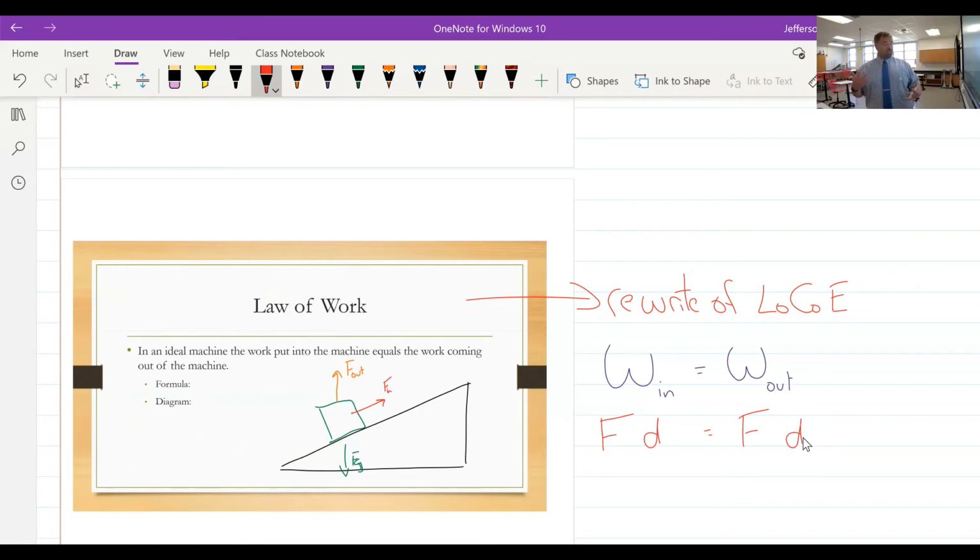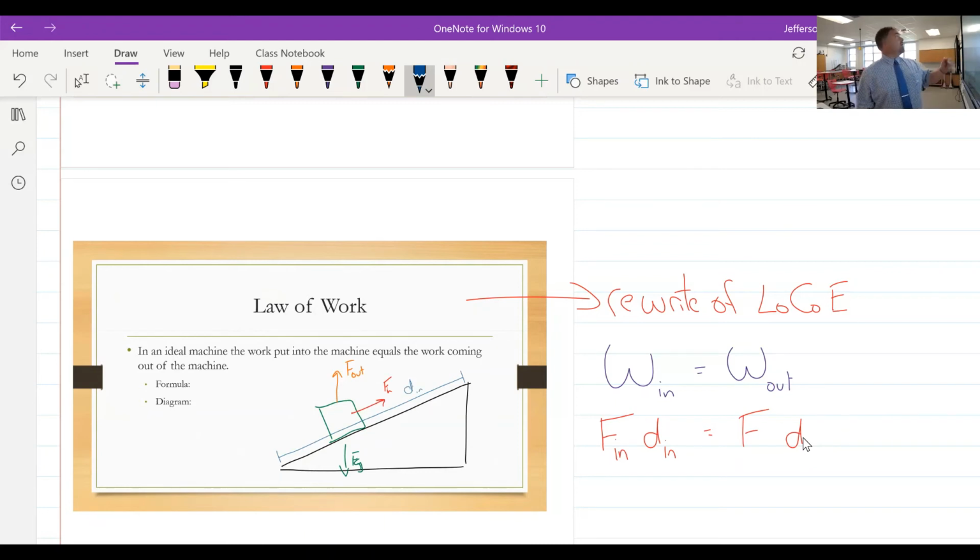because we have a couple different forces. We have a couple different displacements. Our work in is going to be found by taking the force that we exert in. So how much are we pushing with this? In this case, with the inclined plane, how much are we pushing it? And then the distance that we have to push that force. I'll put that in blue, which goes better with our force in. We're going to push it this distance. So this is our distance in.